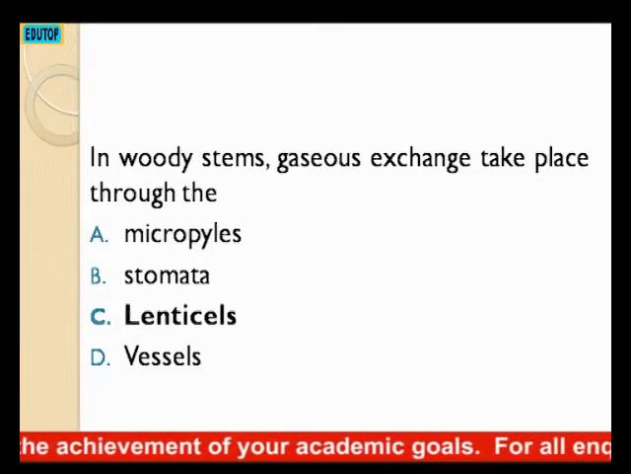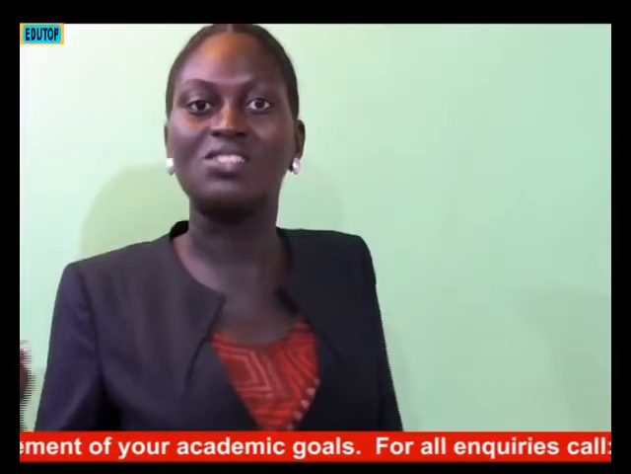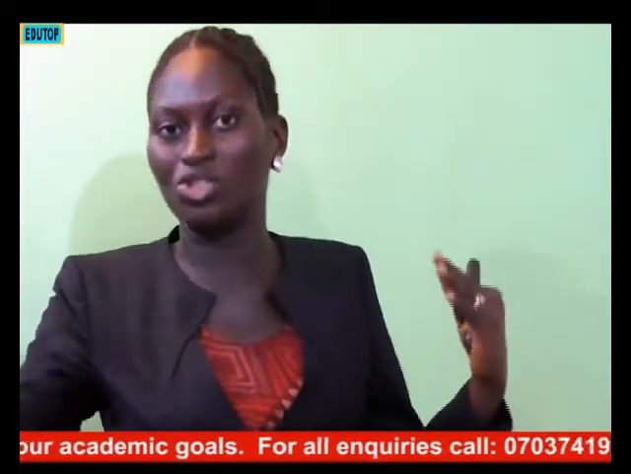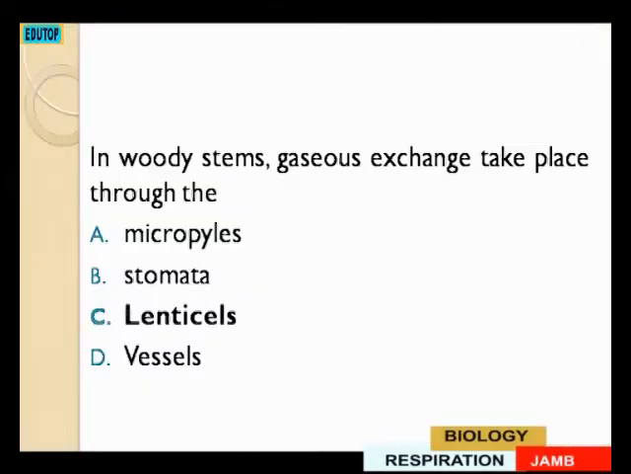But in woody plants, in higher plants, gaseous exchange doesn't take place so much in the stomata. It's in the lenticels. So gaseous exchange will occur in the stomata of the leaf, then in the stem, it is in the lenticels. In woody stems, the answer is still lenticels. So the answer is C. Lenticels are found in the stem of plants. So in woody stems, gaseous exchange takes place through the lenticels, not the stomata. Stomata are in the leaf, but in the stem, you go for lenticels.